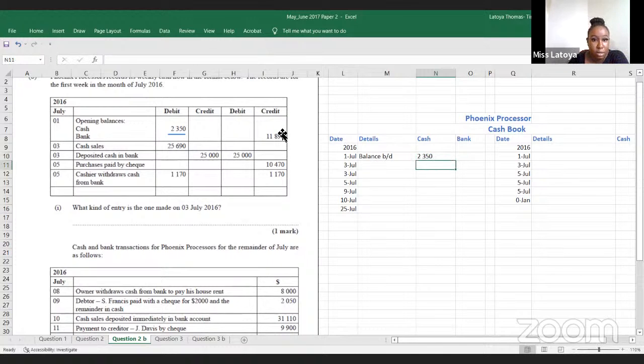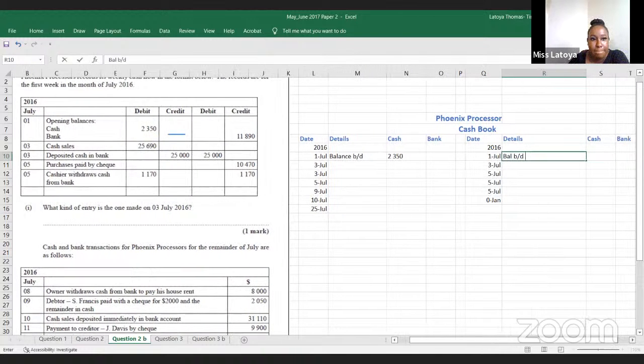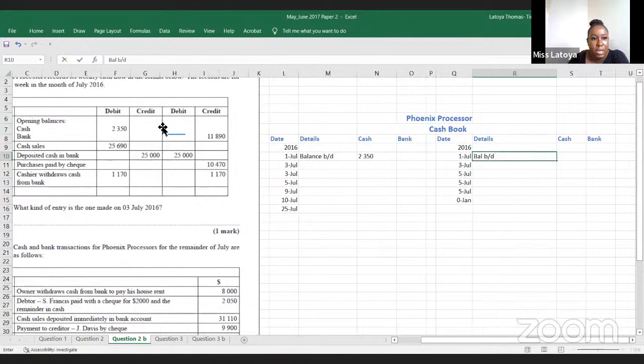We had a balance brought down, a credit entry of 11,890. So we have our balance brought down, credit entry. So cash was 2,350 and bank is 11, so I have to put that in bank, 11,890. Okay. What's next? After this, on the third, let's go back.